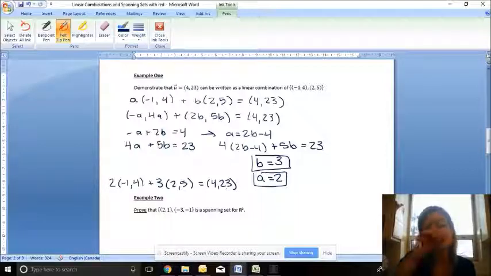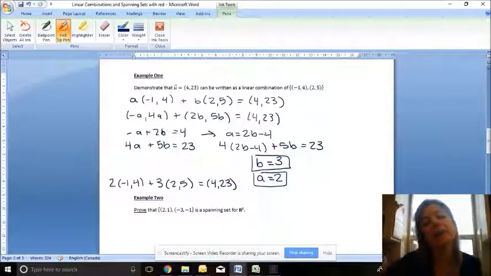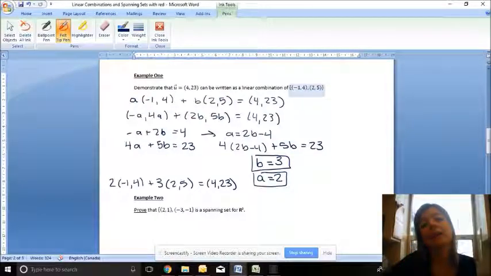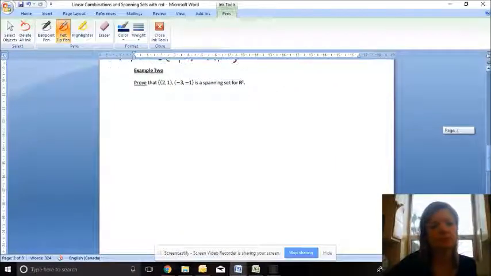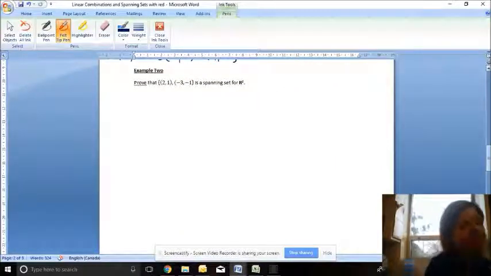Okay, so this same process can be done to create any vector u, which is why these two vectors span R2, because these two vectors can be used as a linear combination to create any u that we want. It's just the coefficients that will change. Okay, example 2 is a little bit more onerous.